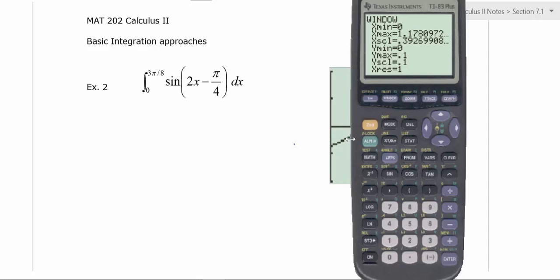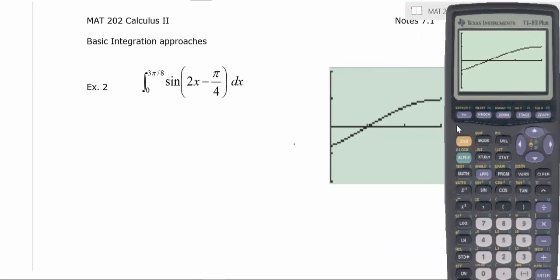So we got that. Now for the y's, we know the sine has a max of 1 and a min of negative 1. So I'm going to put in maybe negative 2 to 2, and then scale that by 1. And then let's do a graph. So I'll type the graph button. You don't have to do this, but I think a graphing calculator can help you see pretty clearly what's going on.